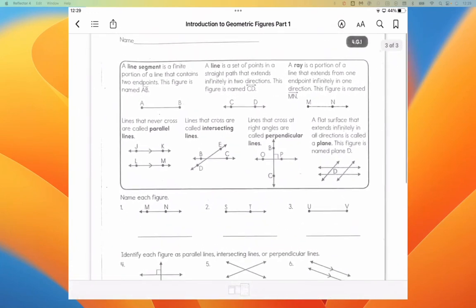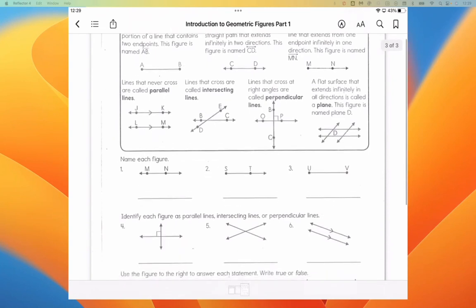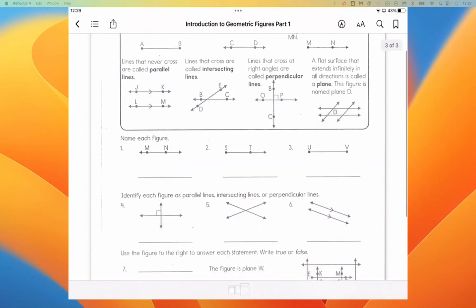All right, and we have the same words on this side with the addition of one word, the plane. And so we can think about a plane like a giant piece of paper that goes on forever in all four directions. It's a flat surface that stuff like lines and points and rays sits on.